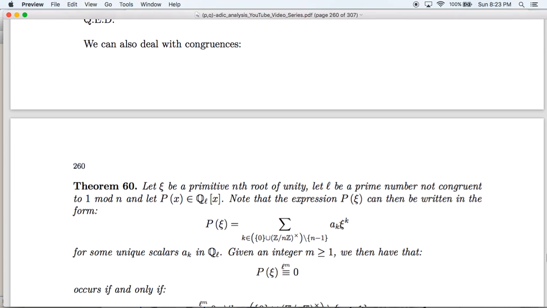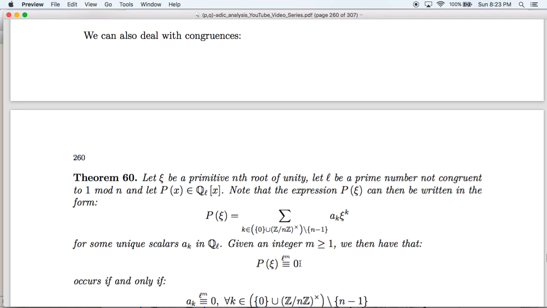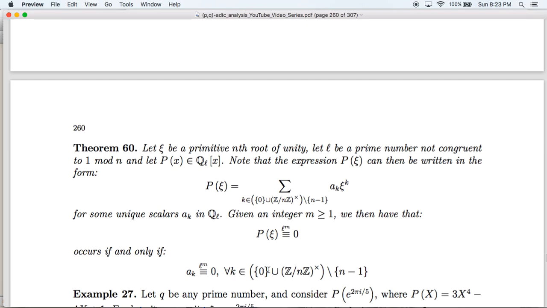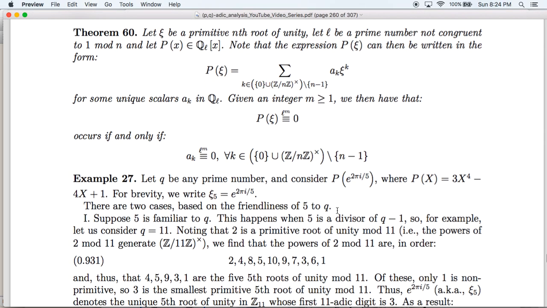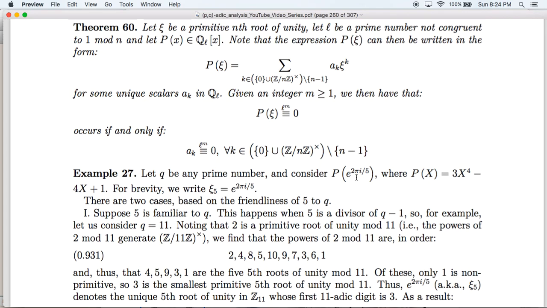So writing it like this, for an integer m greater than or equal to 1, P of C will be congruent to 0 mod L to the m if and only if the coefficients here are all congruent to 0 mod L to the m. So in other words, when you have a root of unity which is unfamiliar to QL, then to figure out the value of a polynomial mod a power of L, you just look at the coefficients of the polynomial.